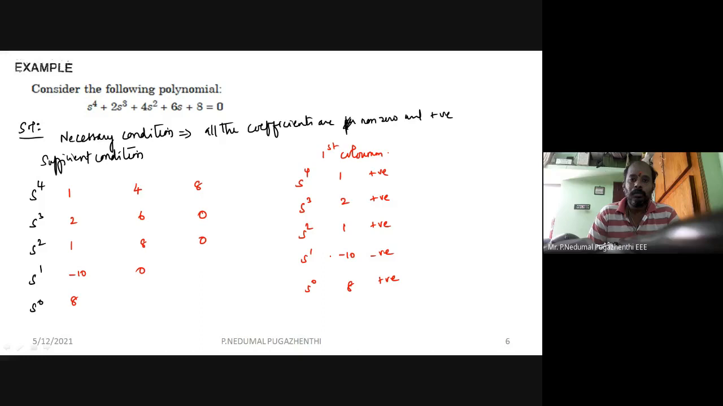Only 3 is responding. What about the others? How many sign changes are there? Everyone got it wrong. How many sign changes can we say?